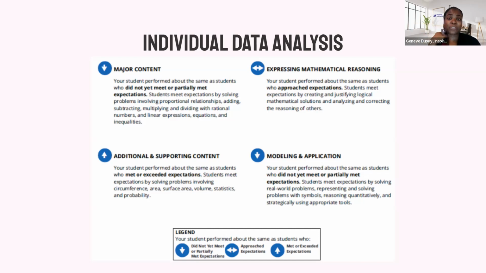Then the expressing math reasoning is associated with those type 2 justification problems. So if you have data that says that your students are struggling there, you can make an effort to do more of those problems or have more discourse in your class so that students have to explain their reasoning more. Lastly, the modeling and application score aligns with those type 3 problems. So if that's where the struggle is, you can definitely make an effort to include more of those problems in your instruction.